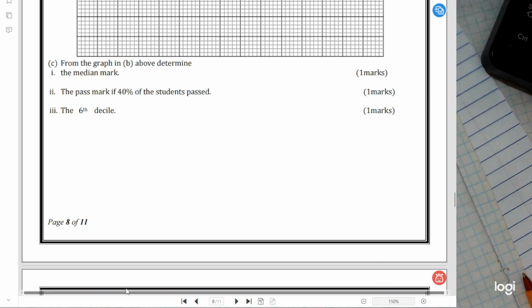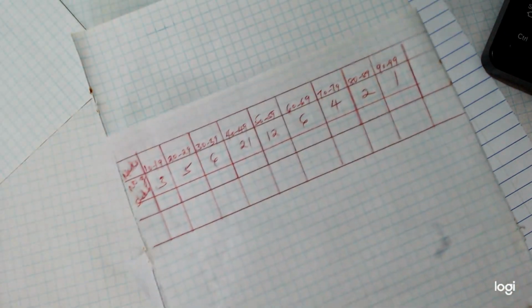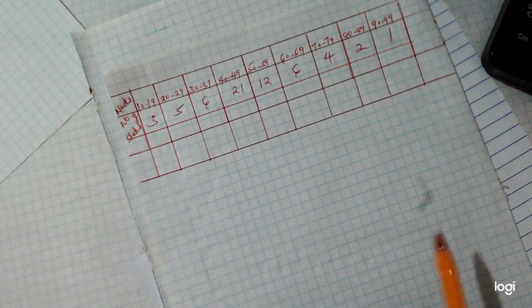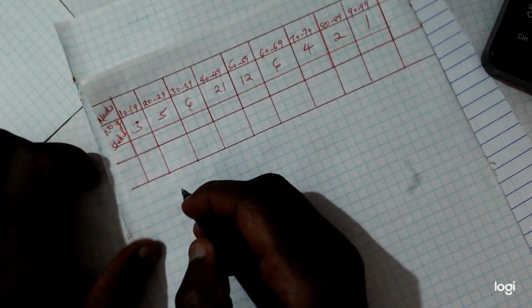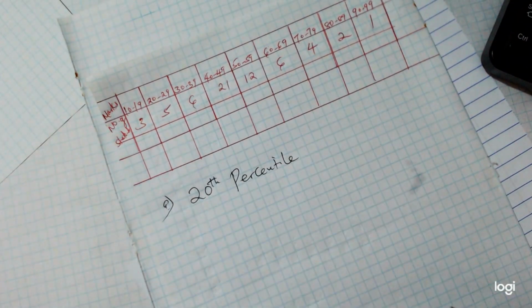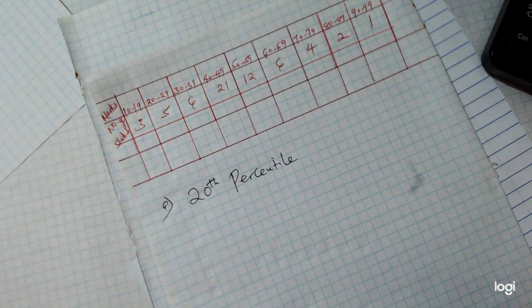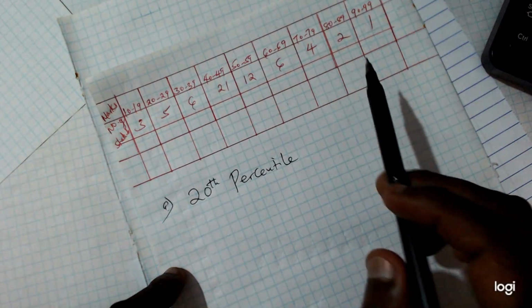So let's go to the first part of the question, where you're supposed to, from the table, determine the 20th percentile. So you have that table. I've simplified it here, and you're required to obtain the 20th percentile. So this is how we get it. This simply means 20% of these number of students. That is what will give us the position.